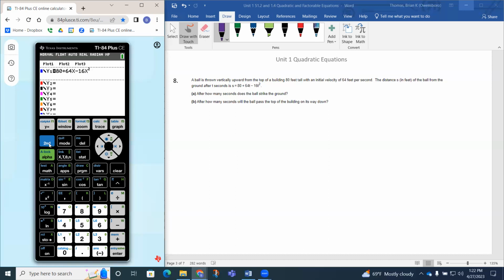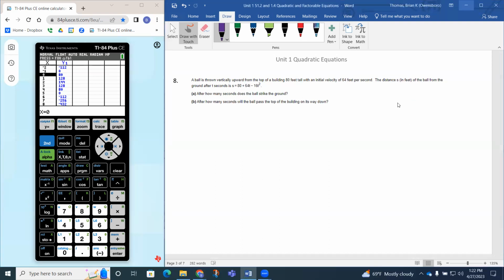So if I look at the table of this, the X stands for the t. The t was time in seconds, so it makes sense to start with 0. Notice that time really can't be negative, so we have to start with 0. Notice that when the time is 0, the ball is 80 feet off the ground, which makes sense because it's at the top of a building to begin with.